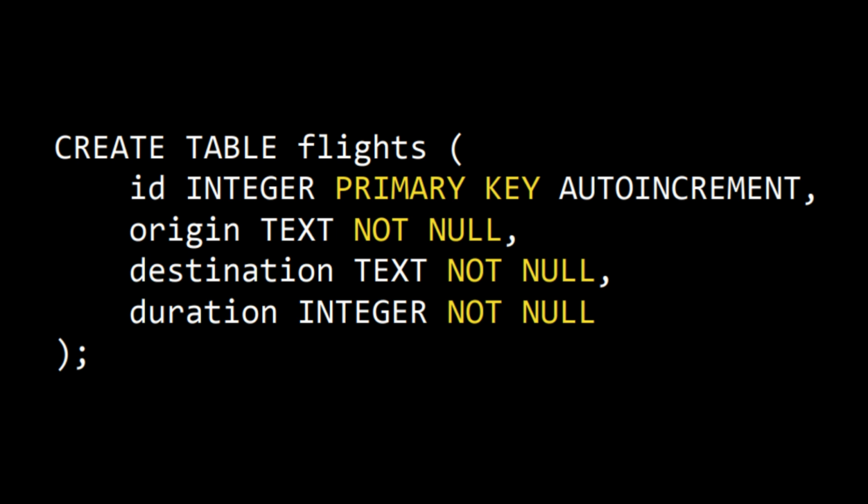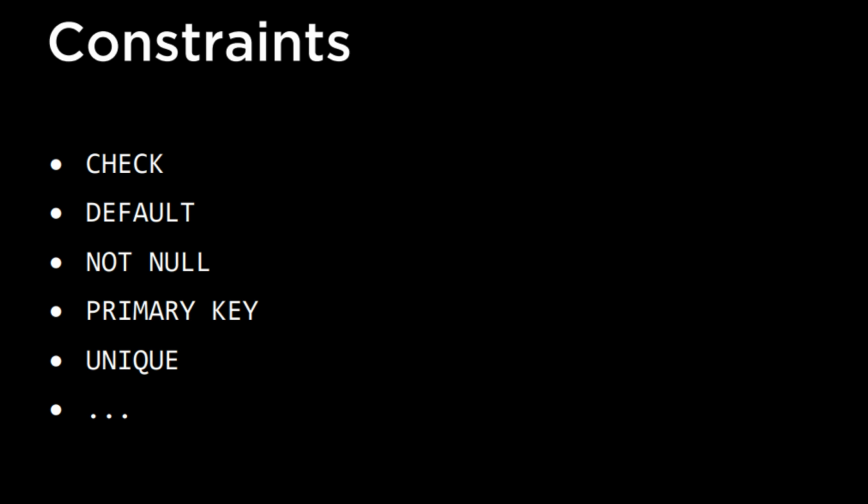After that, we assign the text with destination, which will also be not null, and then we assign the duration, which will also be a not null constant. So basically, there are other constants too. For example, check, which we use to check the values. Default, we just assign the default if the user didn't give us some value. Not null, which I already told you here, and the primary key. Others are unique, foreign key, and other things too.